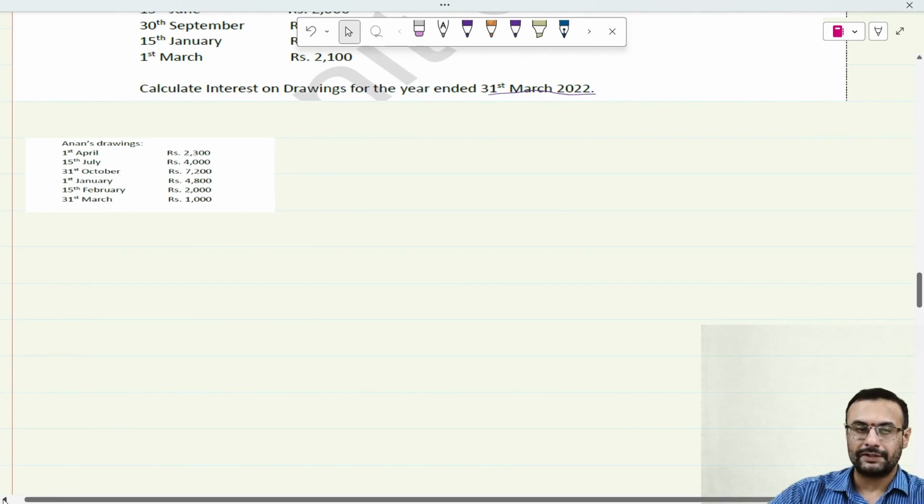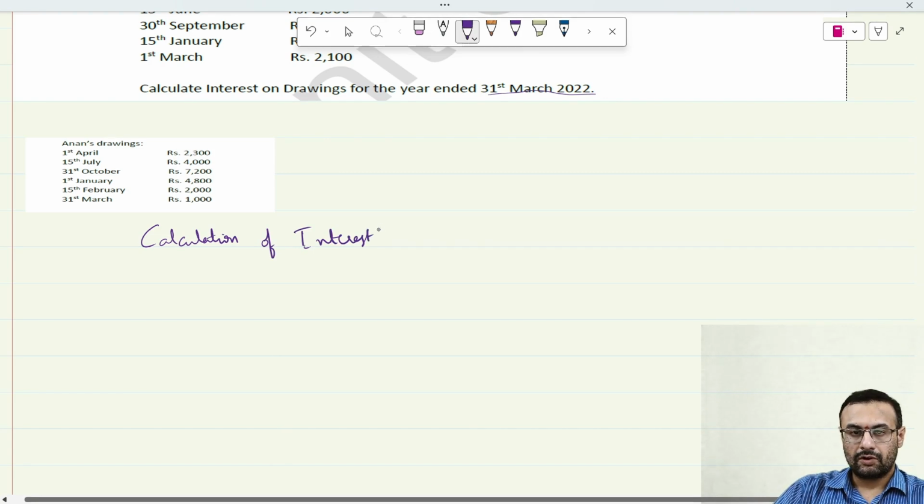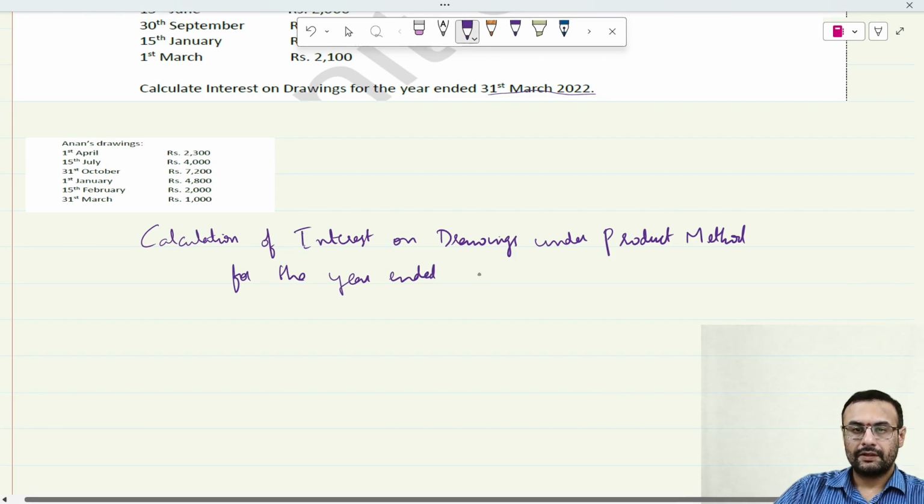Now, how do we start the problem? It is very simple. First, we'll write: calculation of interest on drawings. Interest on drawings under which method? Under product method, for the year ended 31/3/22. Alright, I am talking about Anand's drawings.